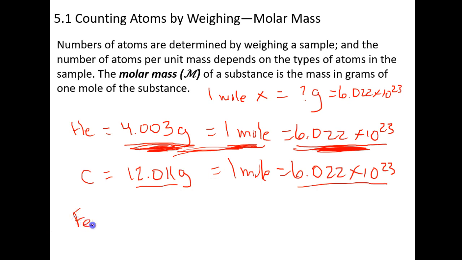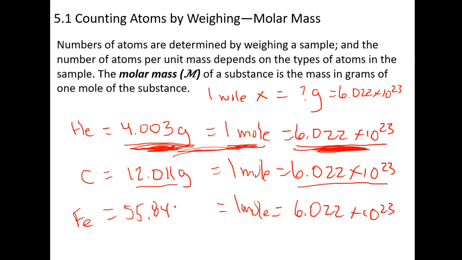So let's take iron. If I were to take a mole of iron, let's say I took 1 mole of iron. First of all, how many iron atoms are in 1 mole of iron? Well, 6.022 times 10 to the 23rd. And how much do you think it weighs? If you were to weigh all those iron atoms, if you said 55.845, you would be correct.